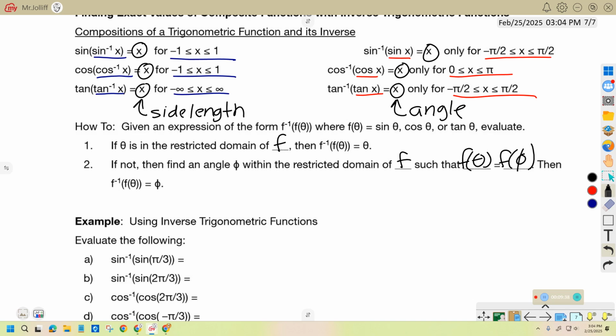So if theta is in the domain, the answer is just theta. If theta is outside the domain, I'm going to find his buddy that's inside the domain, and that's the answer. Which is why we have to understand the unit circle. And we're going to practice. We're going to do a whole bunch of these. Are we ready?